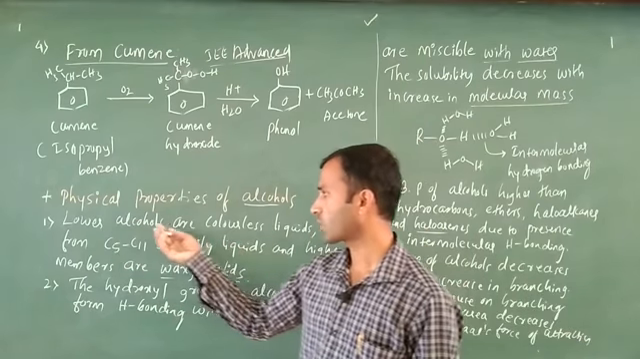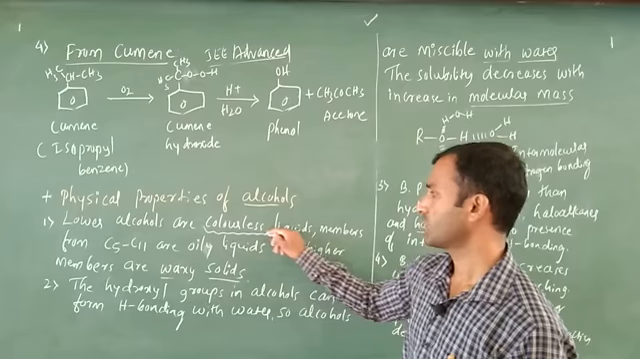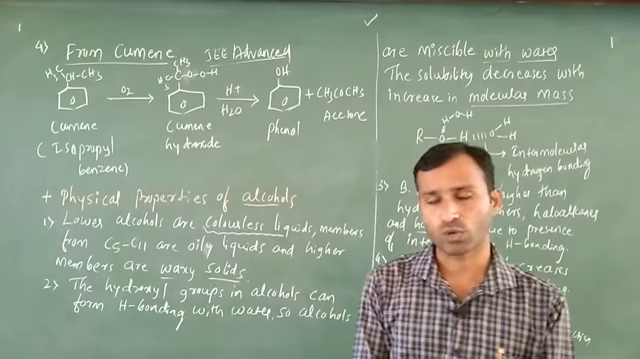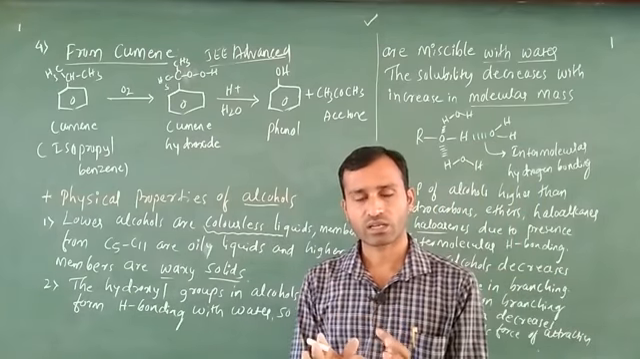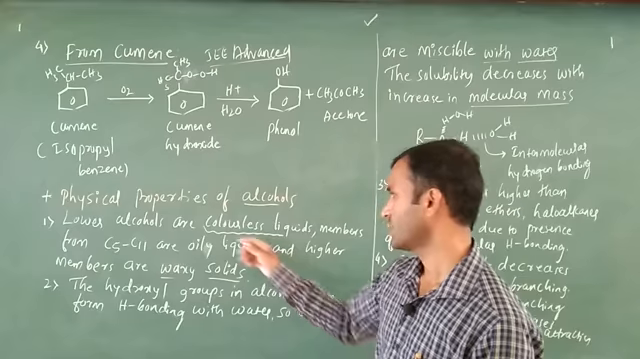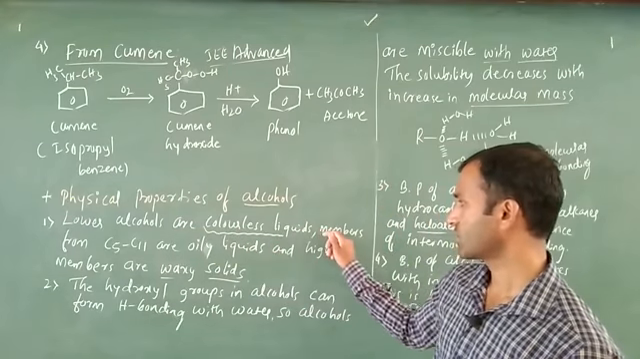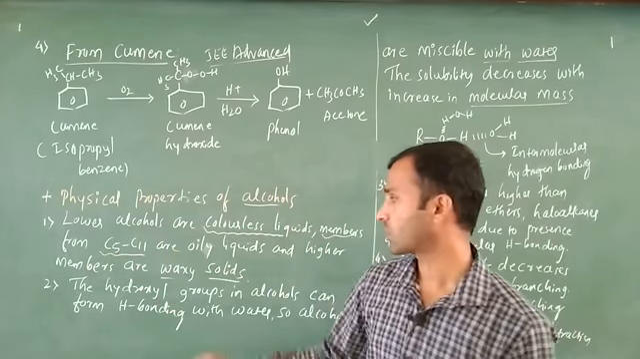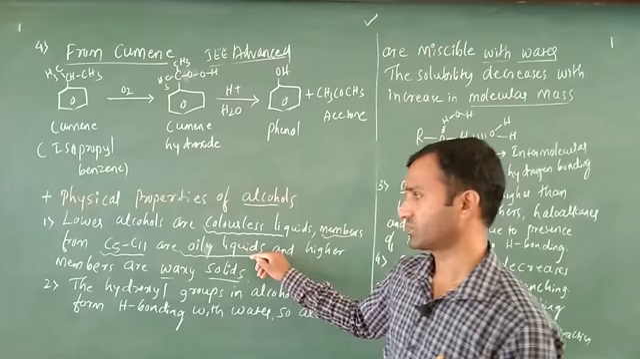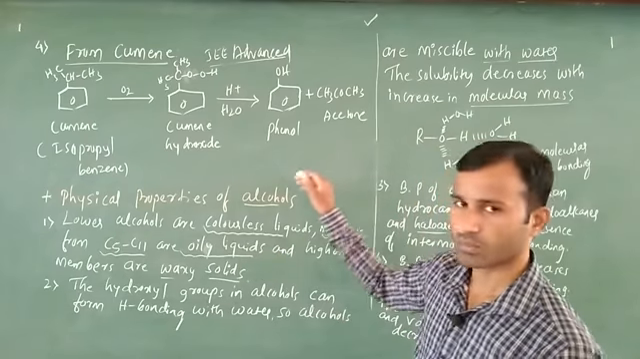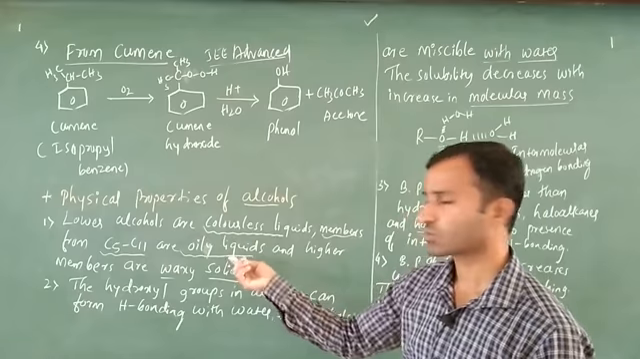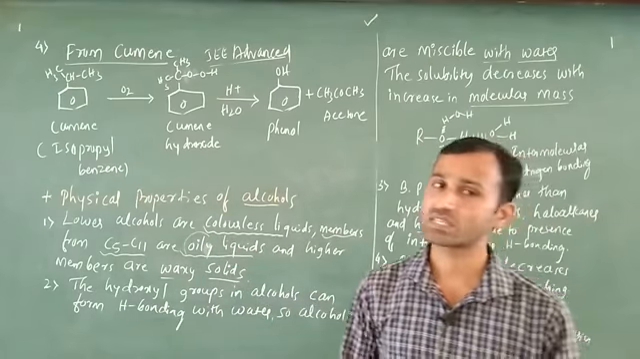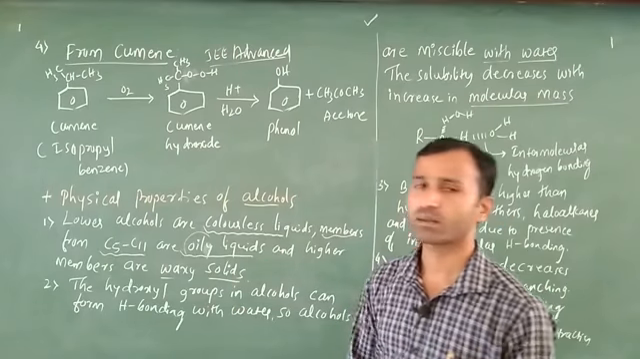Lower alcohols are colorless. Bear in mind, important, lower alcohols. Lower alcohol means less than carbon 5. Up to carbon 5, all are colorless liquids. Members from carbon 5 to carbon 11 are called oily liquids. Up to carbon 5 no problem. Next, higher members are waxy solids. This is most important. Higher members means what?